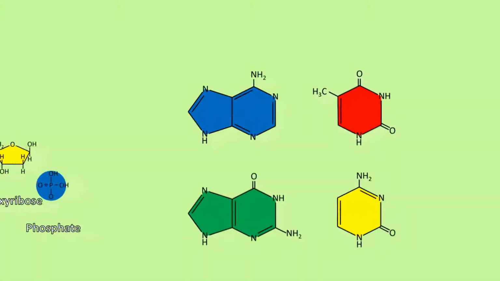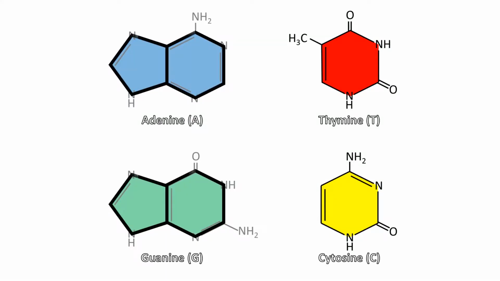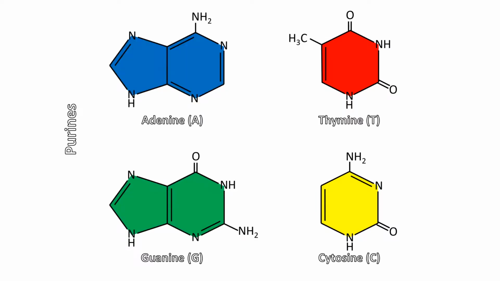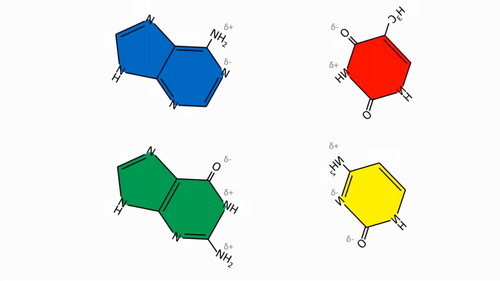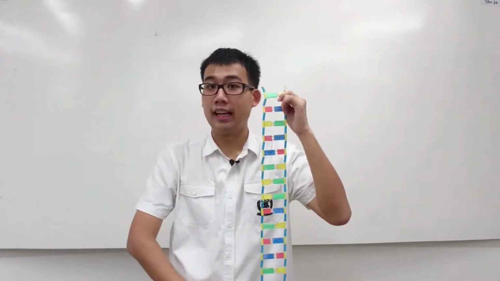There are four distinct bases in the DNA molecule: adenine, thymine, guanine, and cytosine. Adenine and guanine consist of two rings, a 6- and 5-membered ring, and are known as purines, while thymine and cytosine consist of 6-membered rings and are known as pyrimidines. Due to the polarity of the molecules, adenine and thymine pair with 2 hydrogen bonds, while guanine and cytosine pair with 3. These base pairs form the rungs of the ladder.